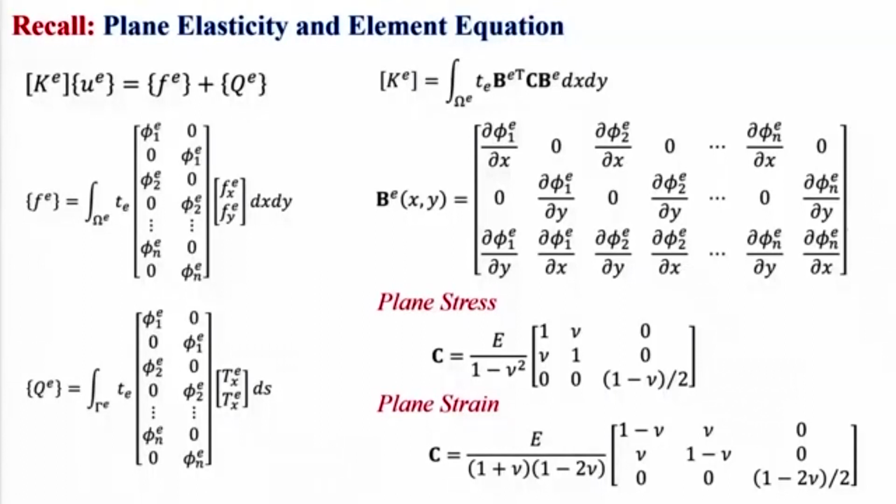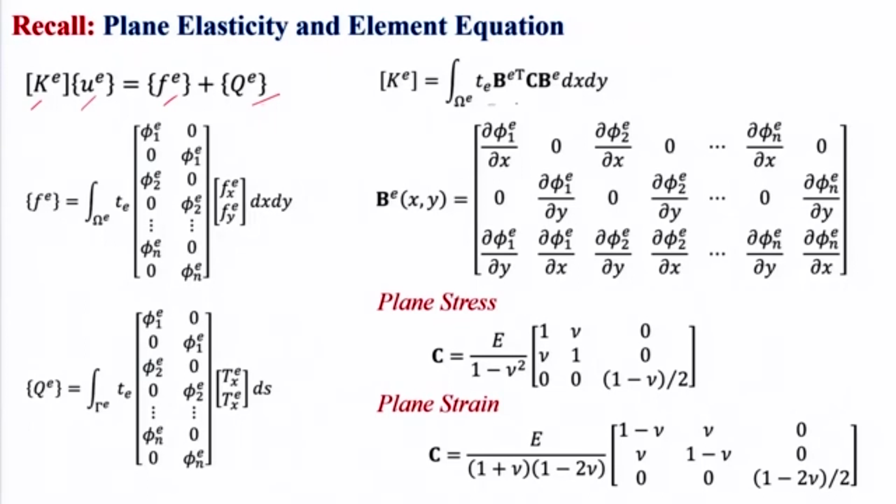So if you recall, if we have to apply finite element method for a linear elasticity problem in three dimensions, this is the element equation for plane elasticity. Plane elasticity means it is either a plane stress problem or a plane strain problem. It is a two-dimensional problem. Governing equation is similar. This is the stiffness term, this is the degrees of freedom, and this gives you the body force term, and QE is the traction term, the boundary traction term.